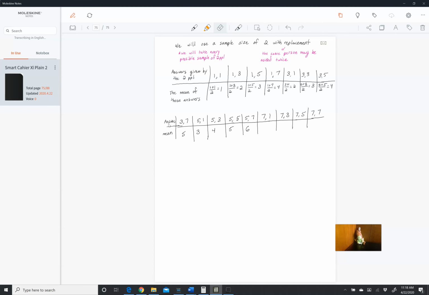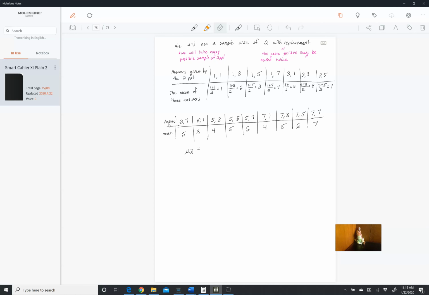7 and 1 is 8, over 2 is 4. 7 and 3 is 10, over 2 is 5. 7 and 5 is 12, over 2 is 6. And 7 and 7 is 14, over 2 is 7. Okay, so to find the sample mean, all we did is we averaged the two numbers. Okay, so first of all, let's find the mean of the sample means. Okay, this is simple enough.